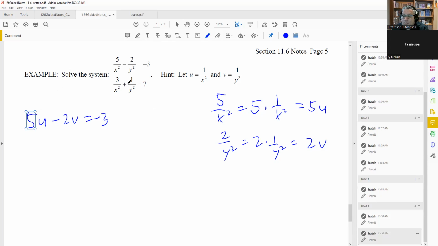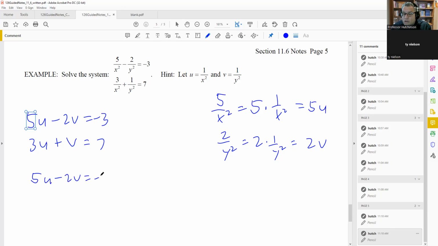If I use the same logic on this one, 3 over x squared is 3 times 1 over x squared, so that would be 3u. And then plus 1 over y squared is just going to be a v. So I made those substitutions, and now I've turned a more complicated system into just a linear one that we've done before in the last section. Since it's linear now, I can solve it by either substitution or elimination. I will use elimination here.